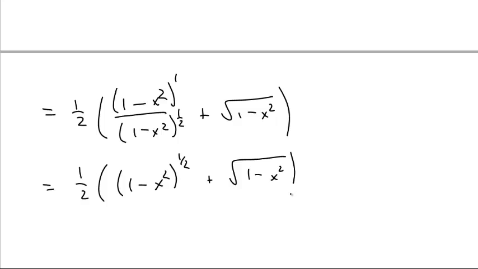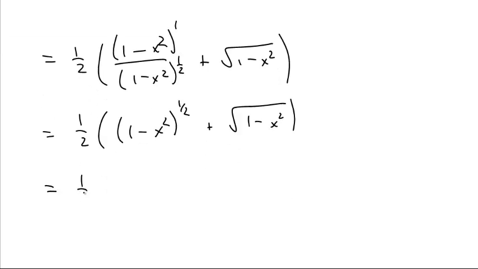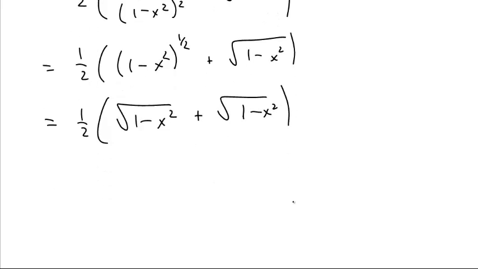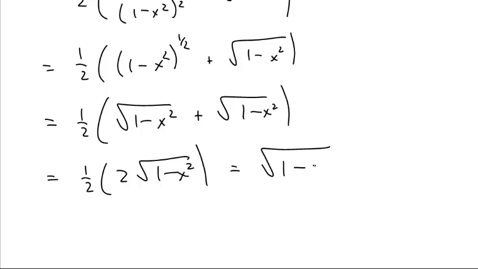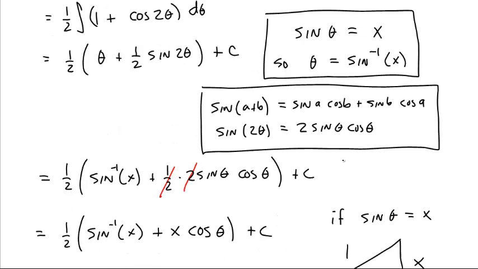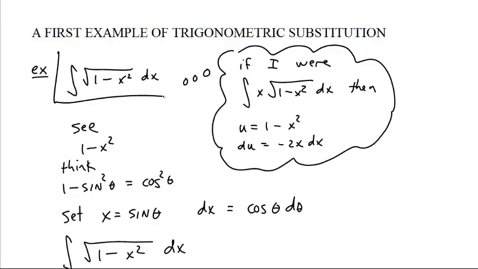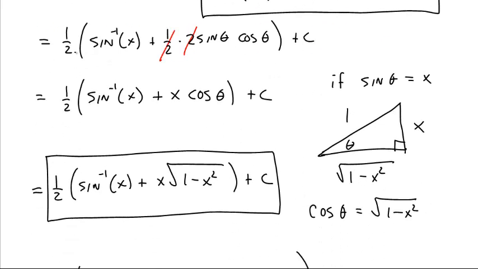This is 1/2 of the square root of 1 minus x squared plus the square root of 1 minus x squared. That is 1/2 of 2 square root of 1 minus x squared, which is just the square root of 1 minus x squared, which all the way back was what we were trying to find the antiderivative of. So, we have the right answer. This is the most general function whose derivative is the square root of 1 minus x squared.